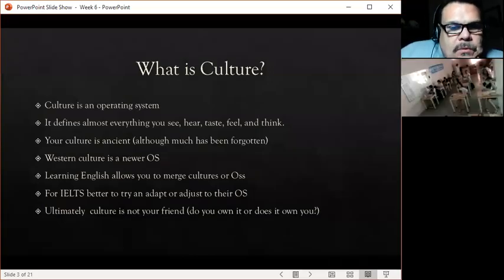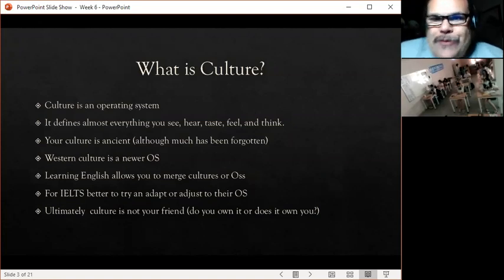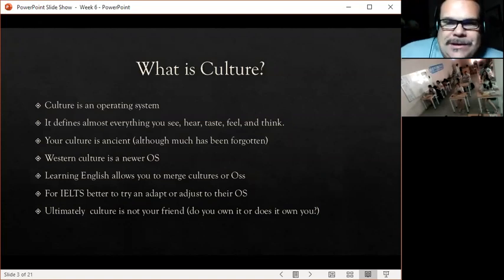So, what is culture? Culture is an operating system, and what I mean by that is that just like you would have in any sort of computer or mobile phone, you have some kind of software that controls all the hardware, and that's done by an operating system. And so, if you think about your life, your society, your family, your country, your nation as being a part of the hardware, there is a software that permeates or superimposes itself on top of that. That's the OS, that's the operating system. And so it really does define almost everything you see, hear, taste, feel, and think.